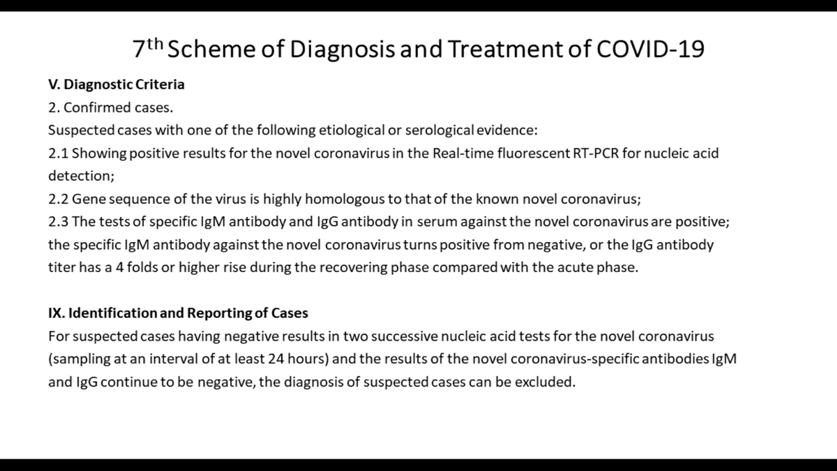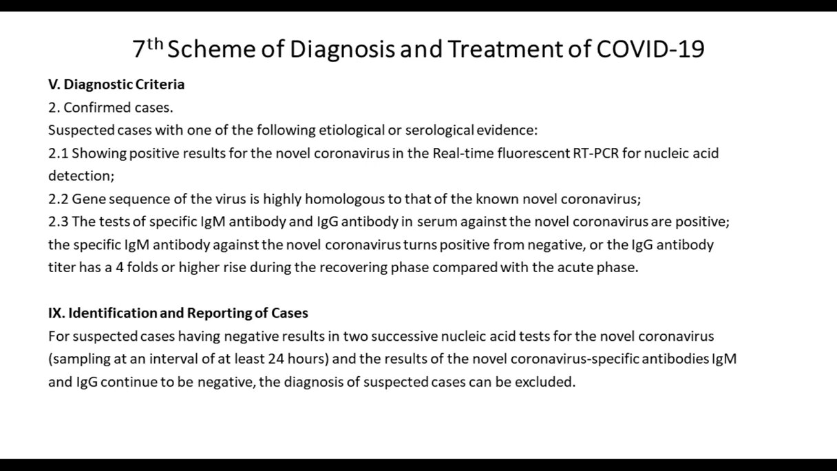For novel coronavirus pneumonia, the guideline gives three confirmation criteria. The first is a positive result in the detection of the novel coronavirus nucleic acid. The second is that the sequence of the virus is highly homologous to the novel coronavirus. The third is specific IgM and IgG antibody tests positive in the serum.